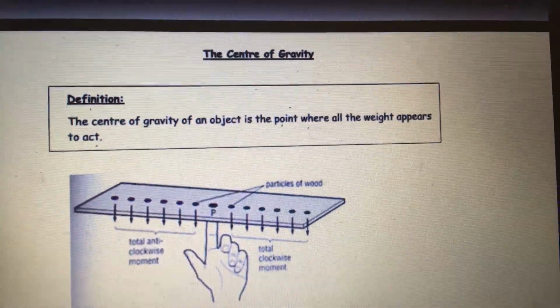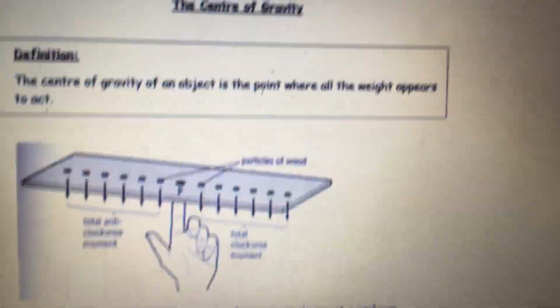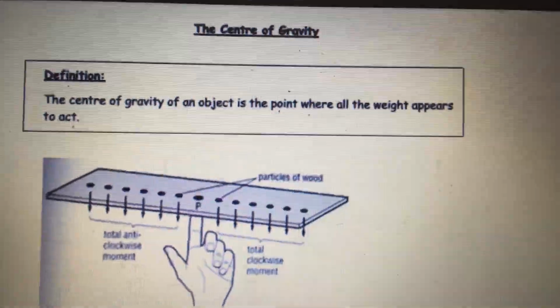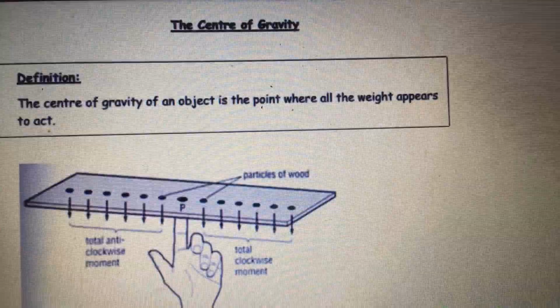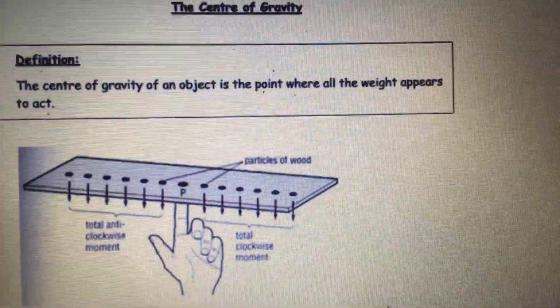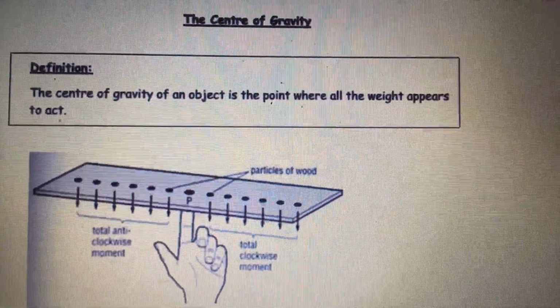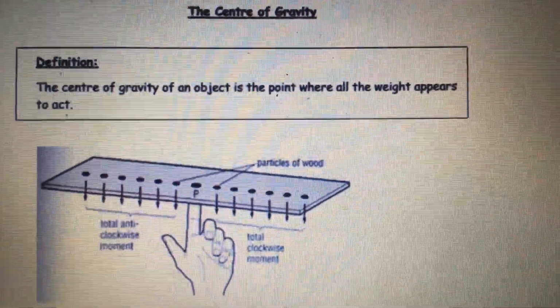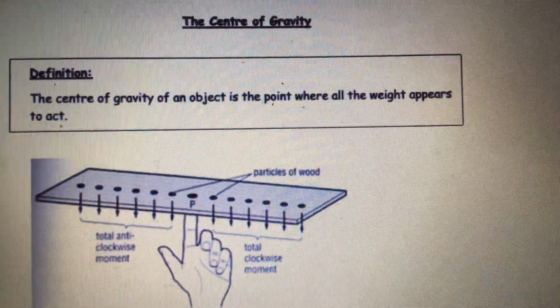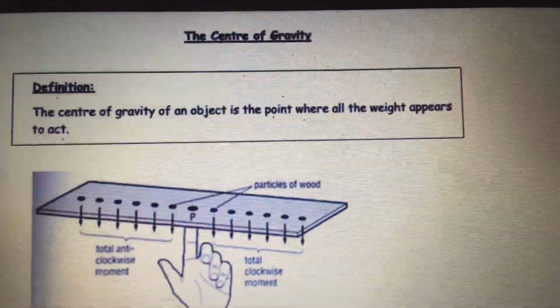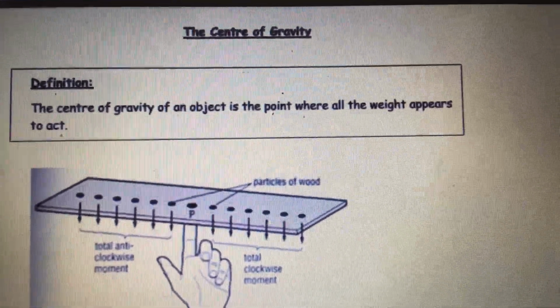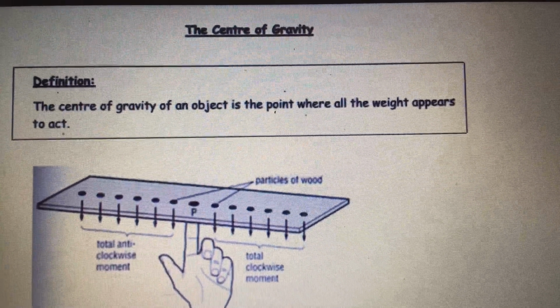So the centre of gravity, the definition for the centre of gravity, and this definition is usually worth 2 marks in your exam, is: the centre of gravity of an object is the point where all the weight appears to act. So the 2 marks come from the point and then where all the weight appears to act. Now, centre of gravity can also be called the centre of mass.